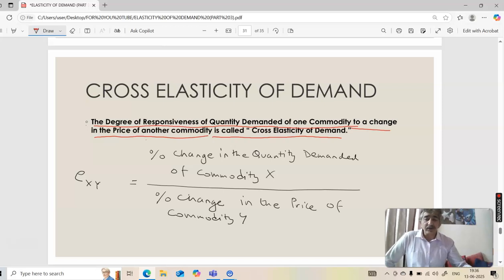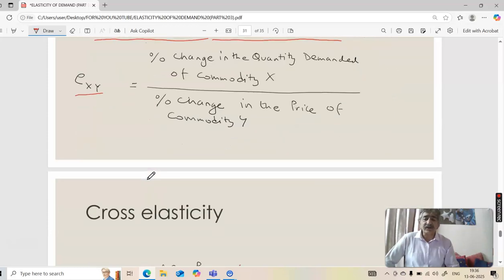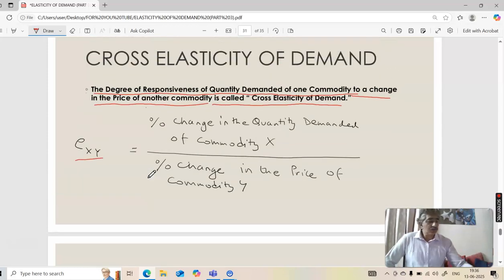Now here, the symbol for cross elasticity is, you can see here, E in small letters, and then X and Y you have to write at the base, equal to. This means E_XY means cross elasticity of product X for Y. Y is the related product. Okay, so percentage change in the quantity demanded of commodity X upon percentage change in the price of commodity Y.